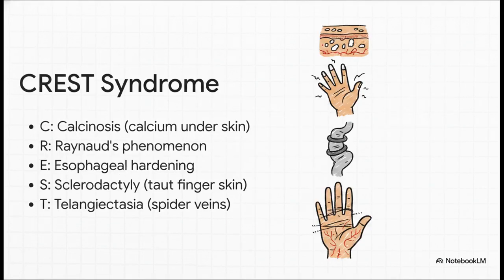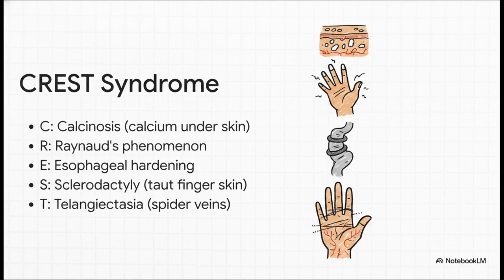Next, let's talk about scleroderma, a disease where the immune system attacks collagen, causing widespread hardening of the body's tissues. For your studies, you need to burn this acronym into your memory: CREST. CREST syndrome outlines the severe, multi-system hardening of tissues. C is for calcinosis, which means calcium deposits forming under the skin. R is for Raynaud's phenomenon, where the body dangerously loses blood flow to the extremities when exposed to the cold.